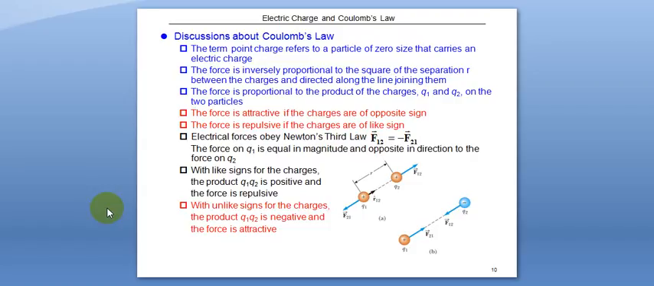In this figure, with like signs of the charges, the product Q1 Q2 is positive and the force is repulsive. With unlike signs of charges, the product of Q1 and Q2 is negative and the force is attractive.